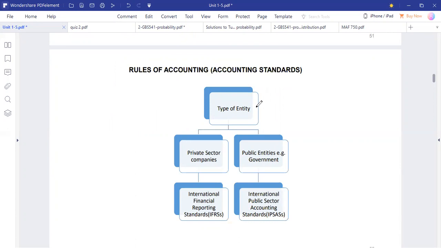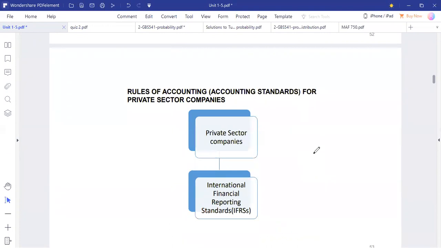So depending on the type of entity, we have the private sector and the public sector. We have accounting standards that govern them. So for the private sector, we have the IFRS, which are the International Financial Reporting Standards that they need to use. Whereas the public sector, like the government entities, they have what we call the International Public Sector Accounting Standards, IPSAS. So the International Financial Reporting Standards will govern the private sector, whereas the public sector has the International Public Sector Accounting Standards.